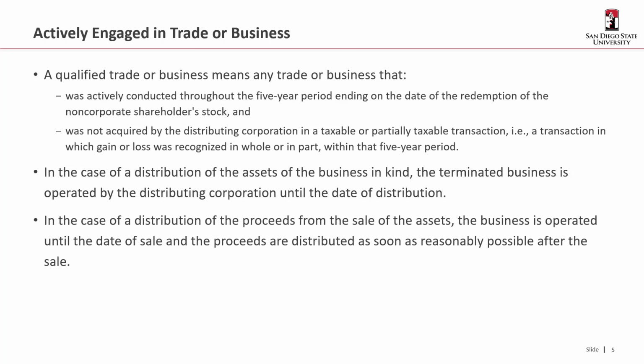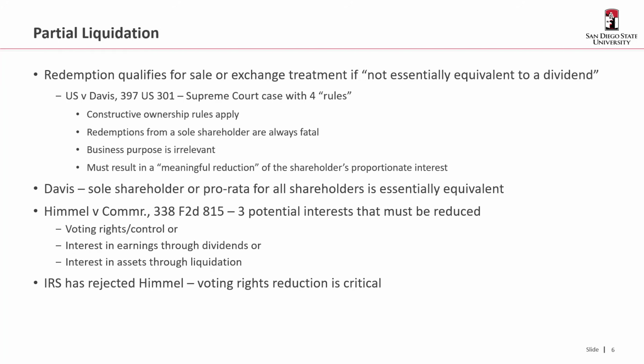And we talked about a qualified trade or business being any trade or business that was actively conducted throughout the 5-year period ending on the date of redemption and hadn't been acquired within that 5-year period as well, except in a taxable or partially taxable transaction. So, yeah, that's kind of a rehash of what we've already done. Really what I wanted to get to were a couple of these court cases that are indicative but don't really kind of fit within the regs as they're currently written.